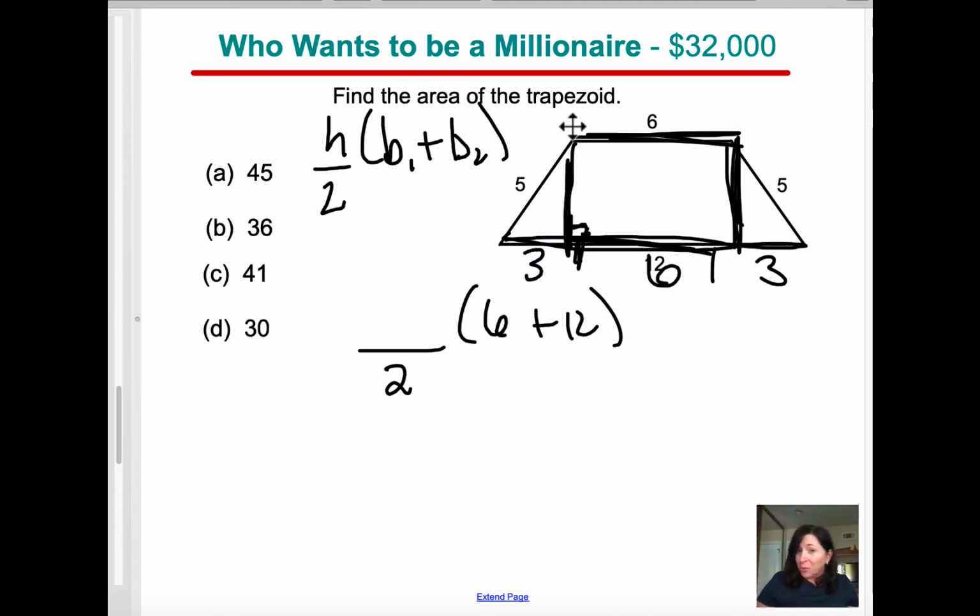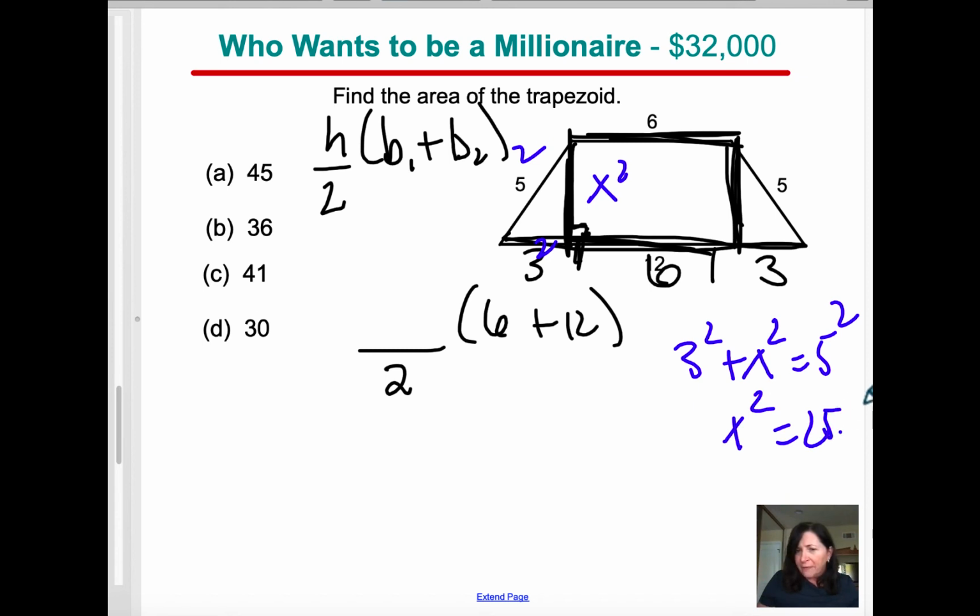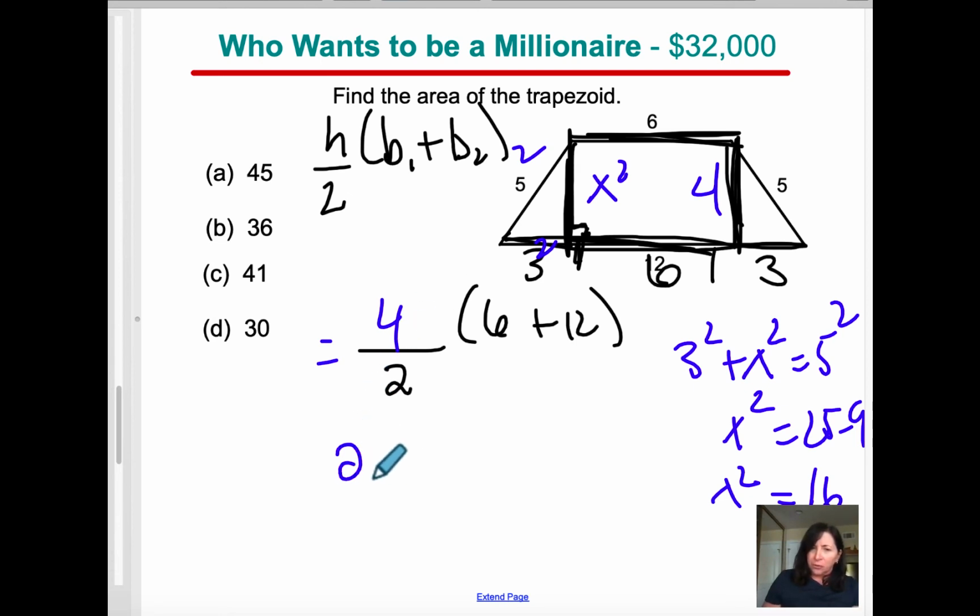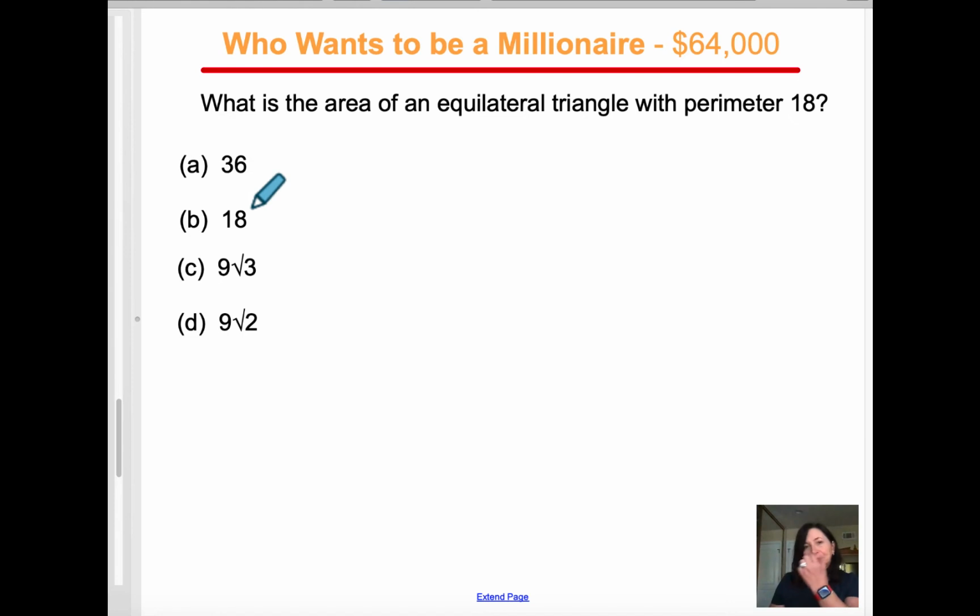And remember, we use the Pythagorean theorem, which is 3 squared plus I don't know squared equals 5 squared. So 3 squared plus x squared equals 5 squared. So x squared equals 25 minus 9, which is 16. X squared equals 16, which means x is 4, which means my height's 4. So the area of my trapezoid is 4 divided by 2, 2, times 12 plus 6, which is 18. 2 times 18 being my area of the trapezoid, 36.